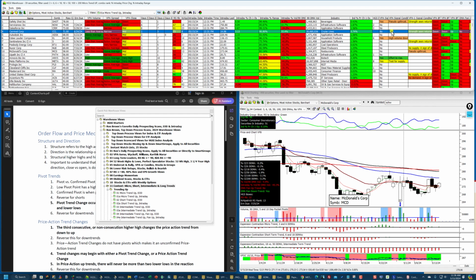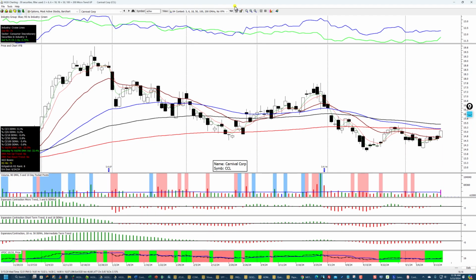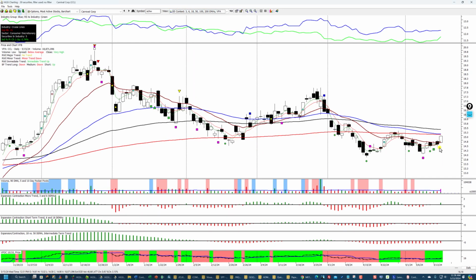There's no VPA signal, but yesterday or the day before, I can see there is a strength seen returning. So let's bring this up and make it full screen. I'll actually drop down to the one with VPA so we can see that strength seen returning.